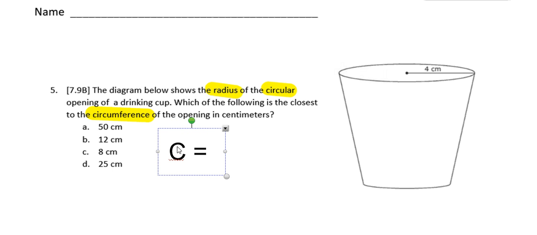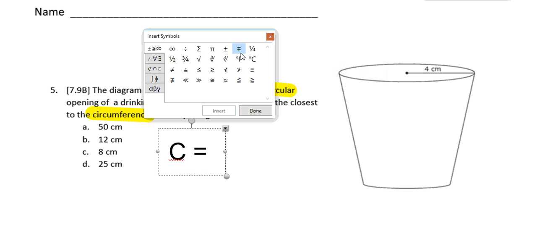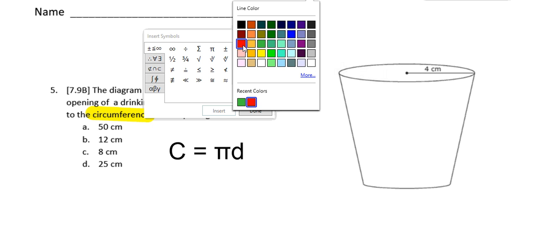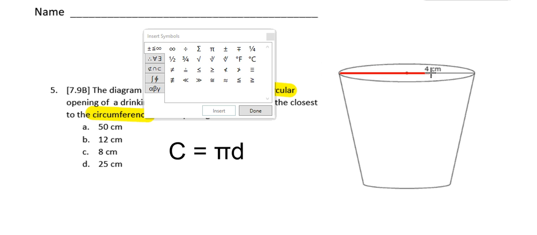So the formula is C equals pi times the diameter. Grab that pi again. Pi times the diameter. Well, I need to find the diameter. And the diameter is not 4. The diameter is all the way across. So what would the diameter be? Well, hopefully right now you're saying 8 centimeters. Diameter is 8, not 4.